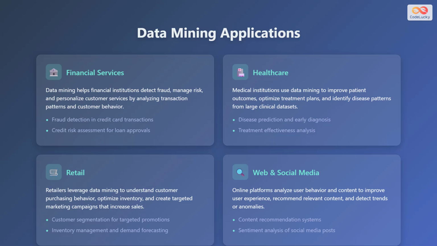In retail, retailers leverage data mining to understand customer purchasing behavior, optimize inventory, and create targeted marketing campaigns that increase sales. Examples include customer segmentation for targeted promotions and inventory management and demand forecasting.